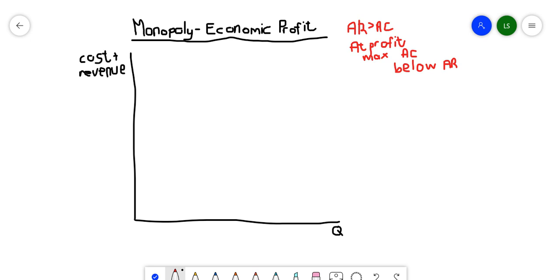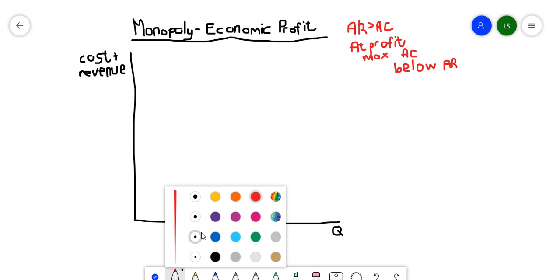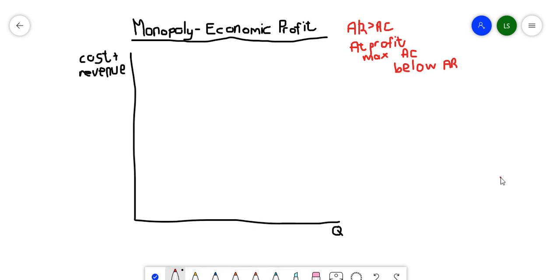Now, when we draw the graphs, we are going to follow exactly the same steps that we used in the perfect market, only the graph is going to look significantly different. Remember, your cost curves look exactly the same, but your revenue curves look completely different. So in step one, we are supposed to draw demand and average revenue and marginal revenue. Now, because we are in the monopoly, your demand curve is going to have a negative slope.